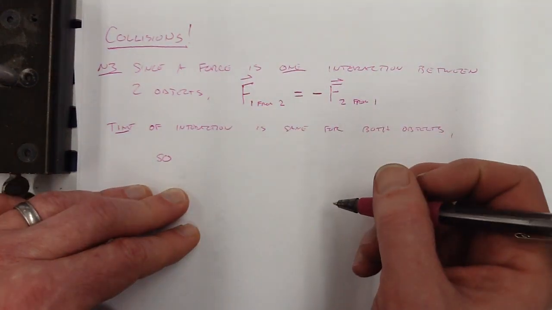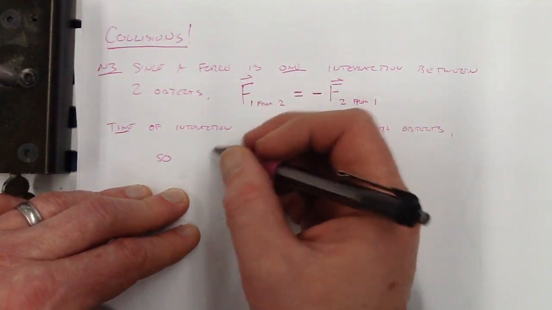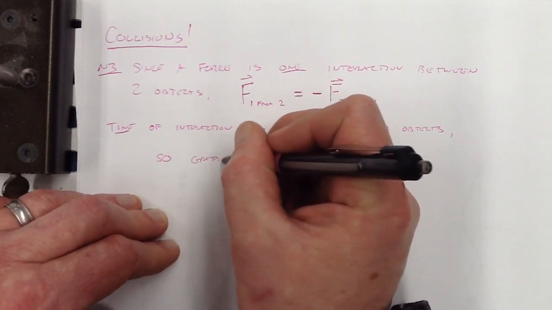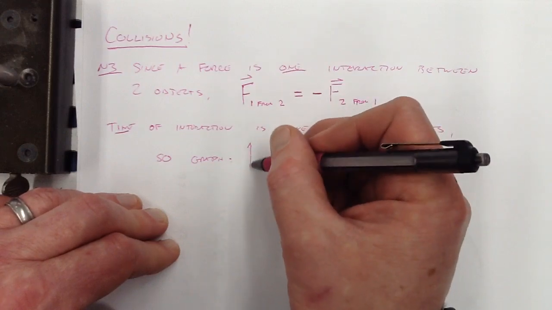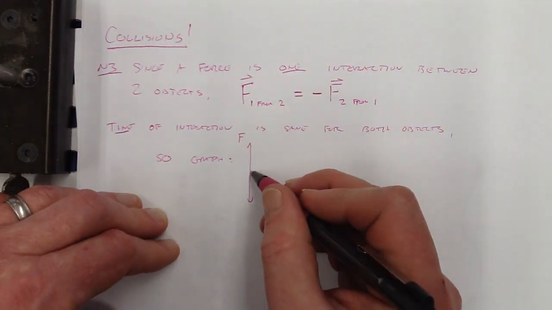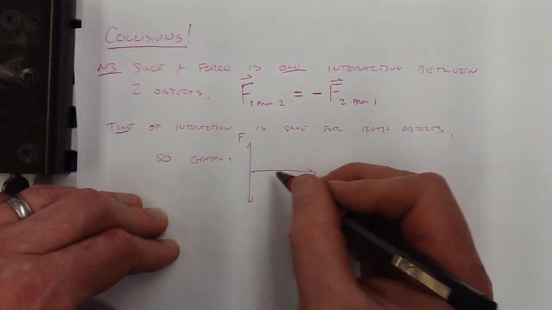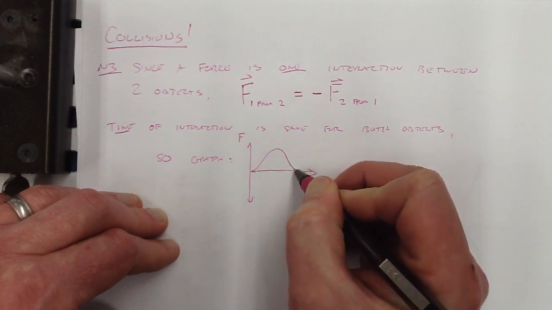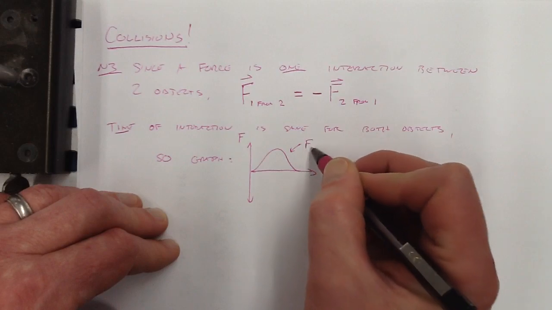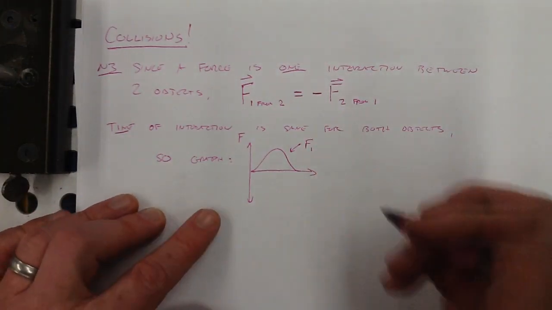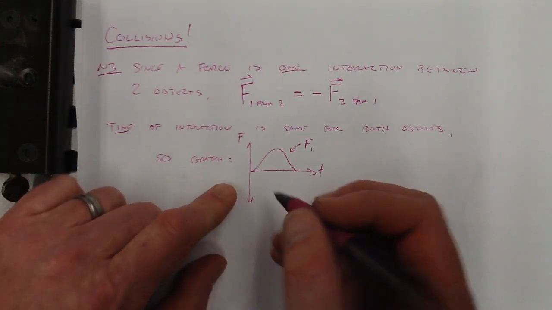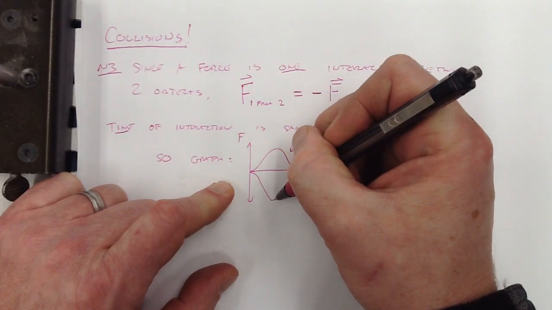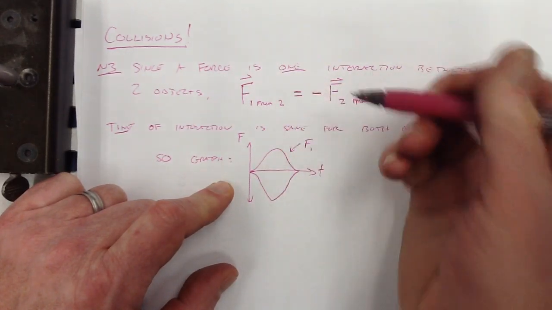So that means that if we had a force versus time graph, it could look like this. We have force on this axis and time on this axis. Let's say the interaction maybe looks like this. Let's say that's the force on object 1. This is time here. Then the force on object 2 is exactly the same, but opposite. How'd I do there? Pretty good.